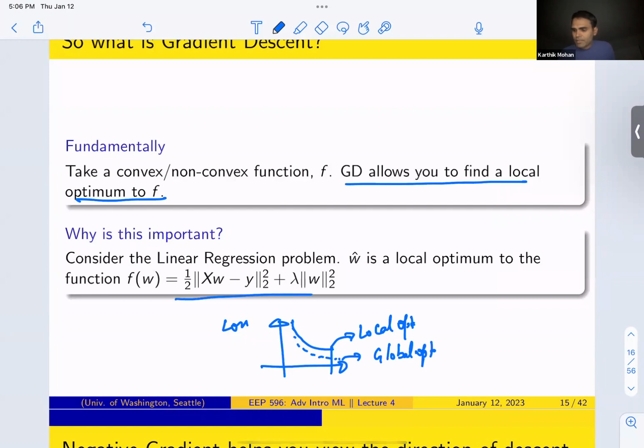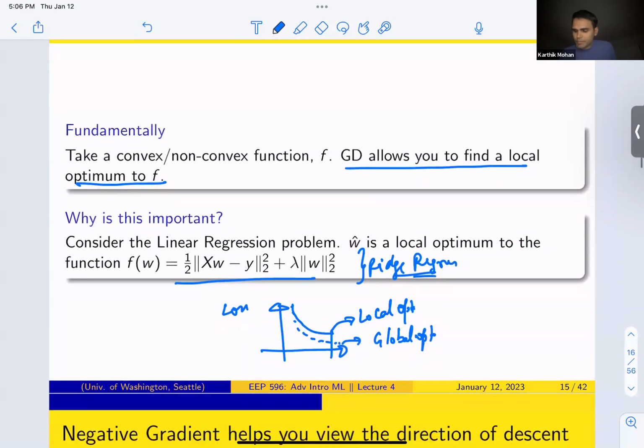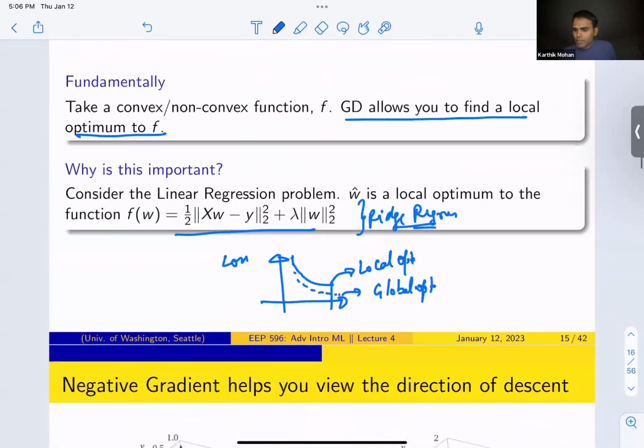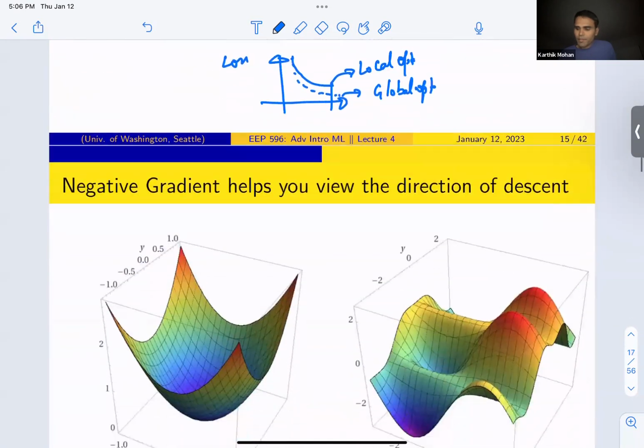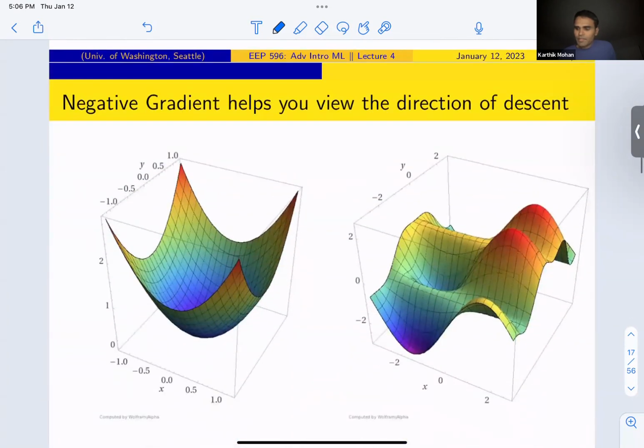So let's say this is ridge regression. I can compute a gradient for this. I can do gradient descent, and then I get to a local optimum, right? So why gradient? This is also something really, really fundamental. It turns out the gradient tells you the direction of steepest ascent in a function. And the negative gradient tells you the opposite, the steepest descent, right?